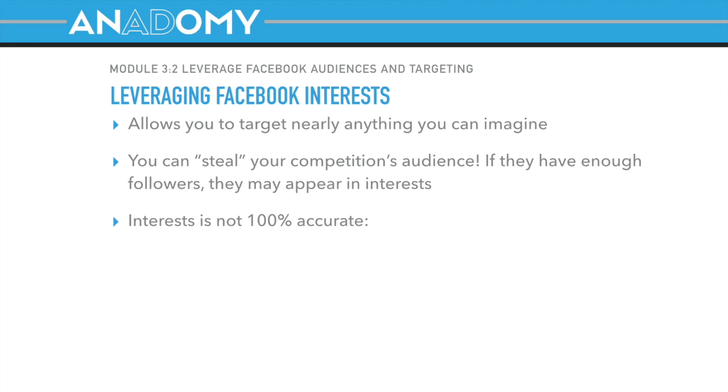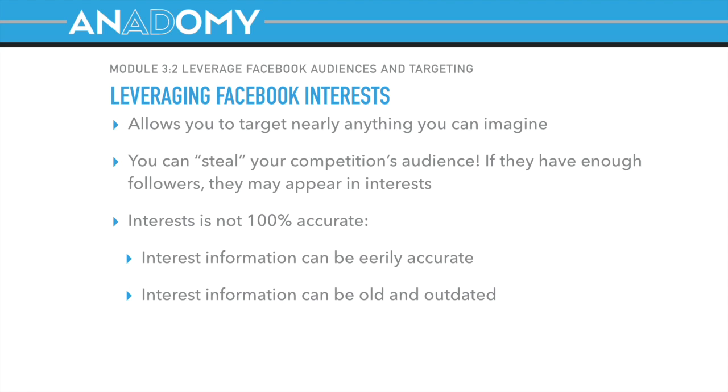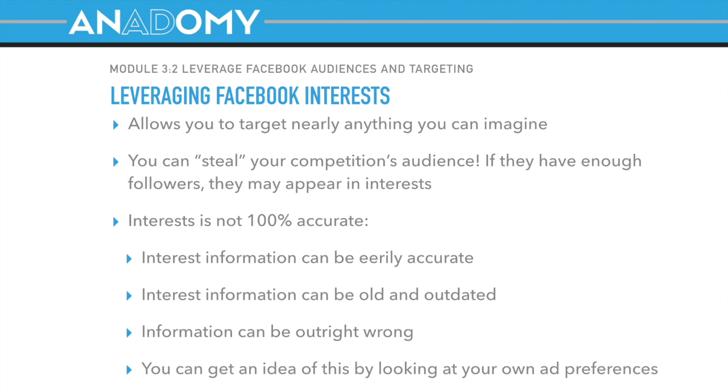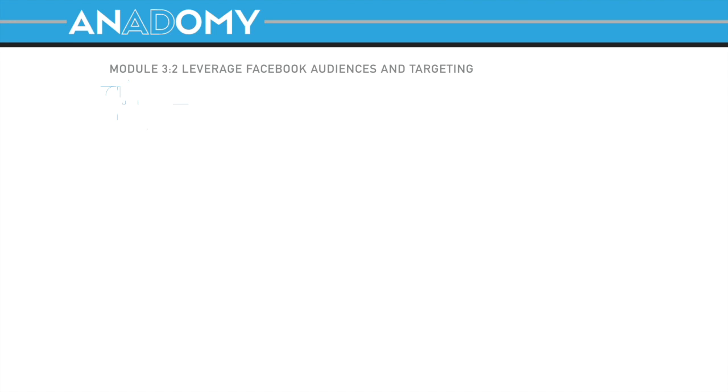Now, there are some important things to know about interests. First of all, they aren't 100% accurate. It can be eerily accurate, and I'm going to show you how you can actually look at what Facebook knows about you. You'll look at some of the things inside of there and be like, oh my goodness, it's crazy how much they know about me. On the other hand, information inside of the interest can be old and outdated, and thirdly, it could be totally outright wrong. You can get an idea of how accurate this is by looking at it for yourself inside of your ad preferences, and I'll show you that coming up in a bit.